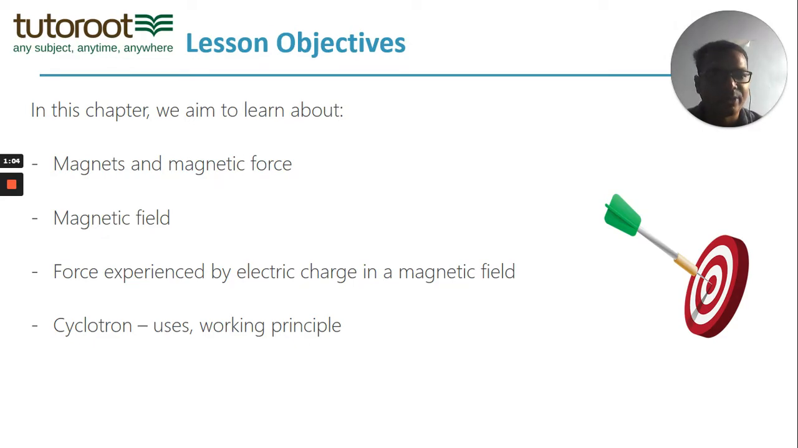And the last will be the cyclotron. If you haven't heard about this, it's a fairly useful instrument in medical science. They use it for cancer treatment and all. We'll look into the uses, and we'll also see what its working principle is based on. It's based, obviously, on principles of magnetism. So let's get started with the first slide.